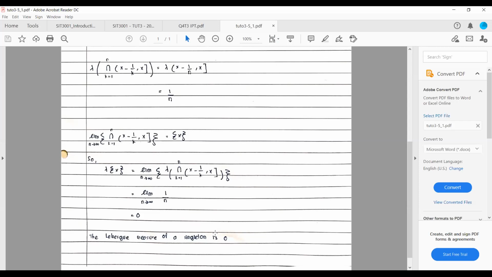Okay. So the takeaway from here is that if you have singletons, the Lebesgue measure is 0, and this is a fact that you can use later. Therefore, the Lebesgue measure of a countable set is 0 as well, because your countable set is made up of countable unions of disjoint singletons, right?